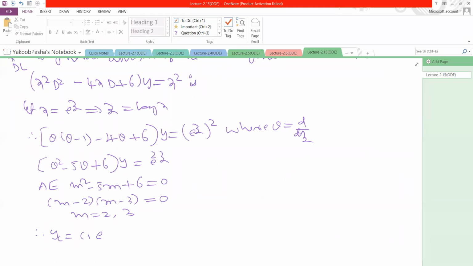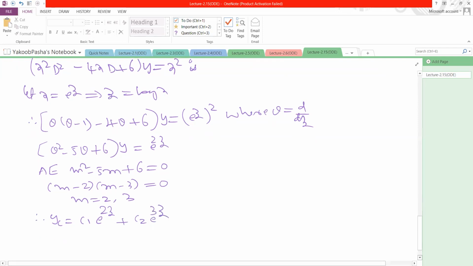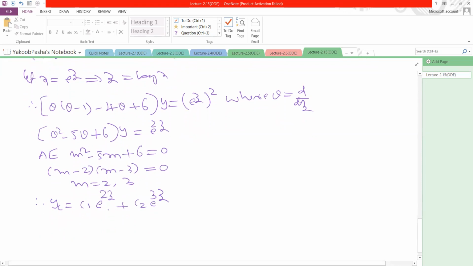Here the independent variable is z, so we can write c1 e power 2z plus c2 e power 3z. As we know that e power z equals x, we can write yc is equal to c1 (e power z) whole square, that is x square, plus c2 (e power z) whole cube, that is x cube. This is the complementary function.